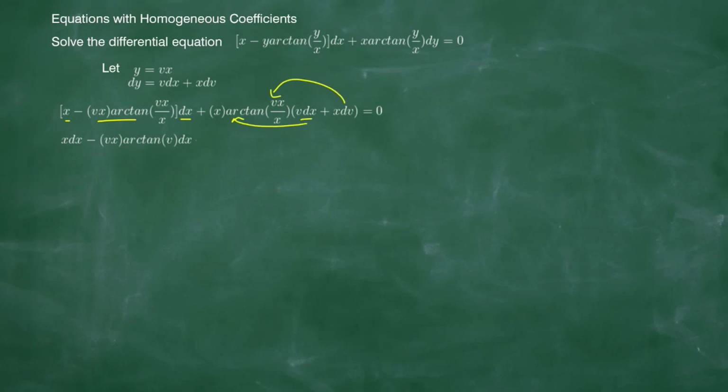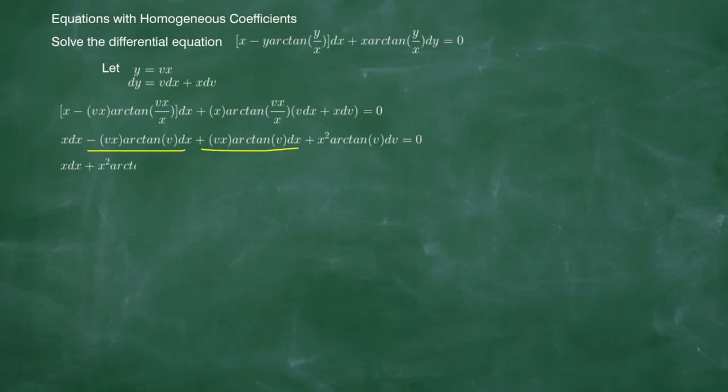So we have v times x plus vx arctangent of vx over x, which is just v, times dx, plus the other one, x dv times x, is x squared arctangent of v dv equals 0. So you can see that this plus this is 0. So we have now x dx plus x squared arctangent v dv equals 0.